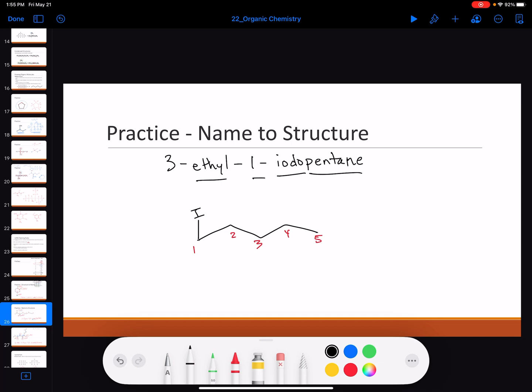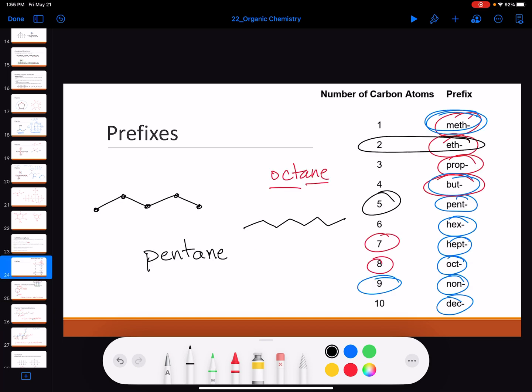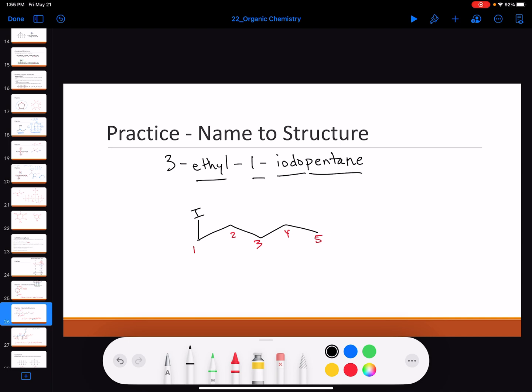I've got an ethyl group. Go back to my chart. Ethyl means 2, right? So it's a 2-carbon chunk that's branching off of carbon number 3. So 1, 2. Okay, so that would be my molecule right there. Again, notice that when I have a name, the order of the substituents is determined alphabetically. So ethyl comes before iodo because E comes before I. I do not put them in order based on the numbers. So it's always alphabetical: alphabetize them, give them the numbers, and then put them all in alphabetical order.